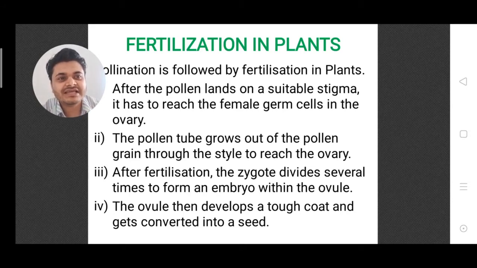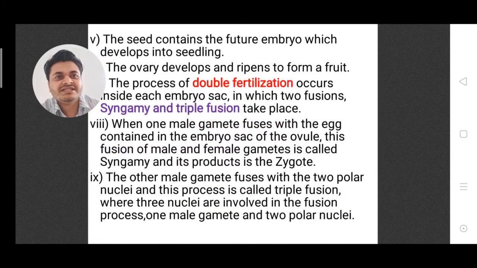After fertilization, the zygote divides several times to form an embryo within the ovule. The ovule then develops a tough coat and gets converted into a seed. Next, the seed contains the future embryo, which develops into a seedling, and the ovary develops and ripens to form fruit. This process of double fertilization occurs inside the embryo sac, in which two fusions take place: one is syngamy, another is triple fusion.